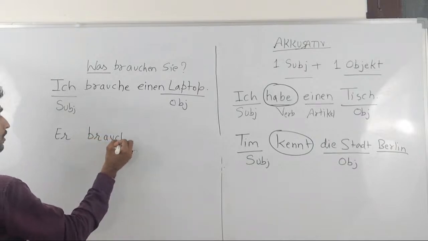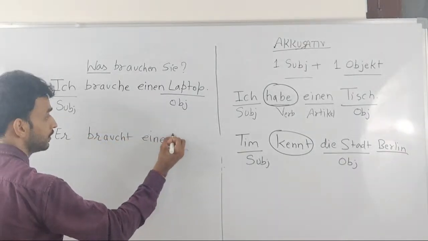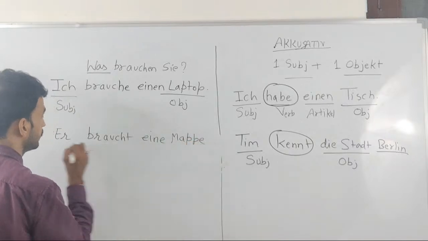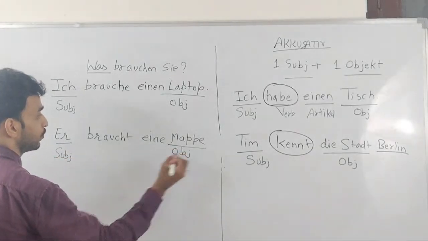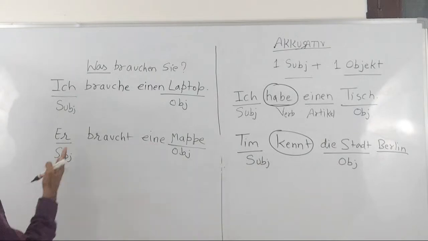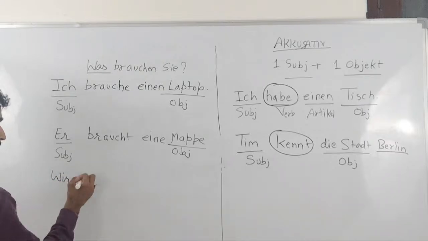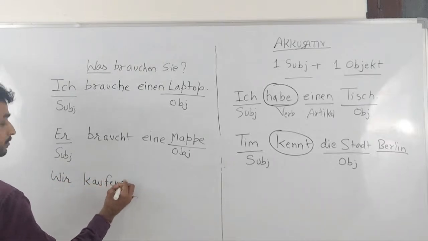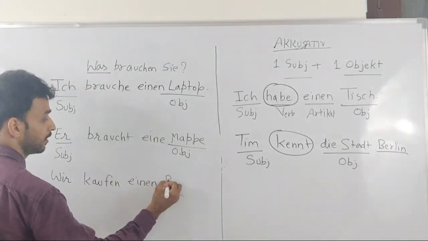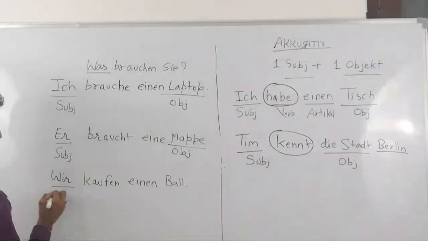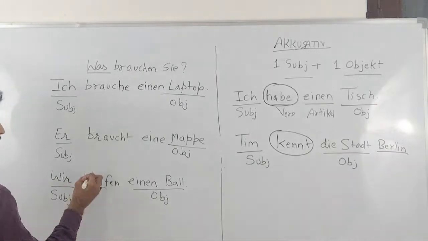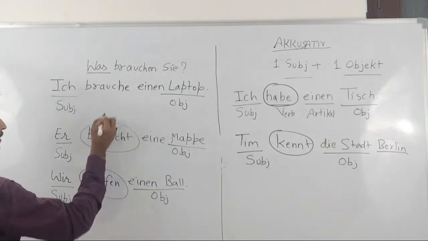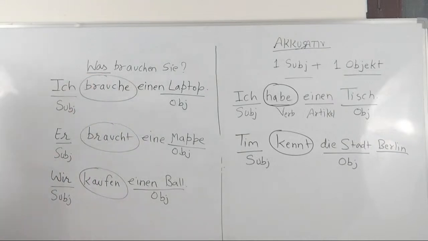Or braucht. He needs, er braucht eine Mappe. He needs a Mappe. Okay. He and Mappe. This is the subject and this is my object. What does he need? He needs a Mappe. So he is the subject, Mappe is the object. Wir kaufen einen Ball. We buy a ball. Wir is our subject. Einen Ball is our object, which is accusative. Kaufen is our verb. Here brauchen is our verb. This is called an accusative sentence.